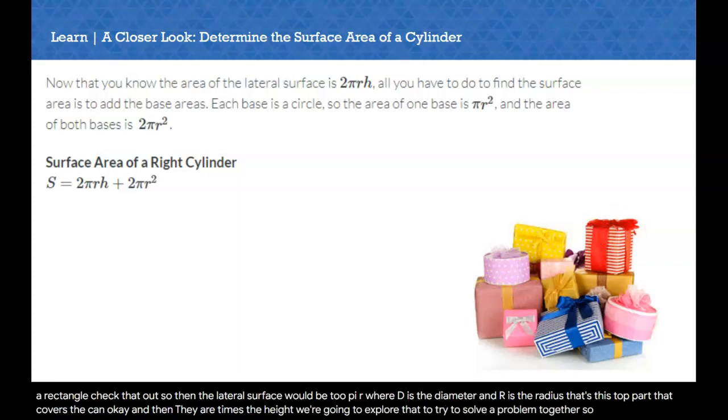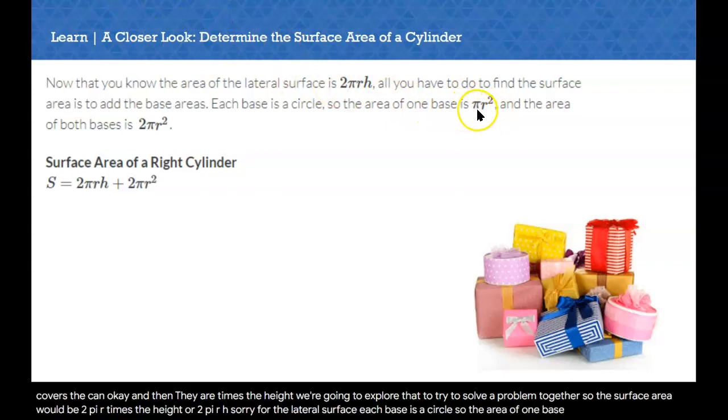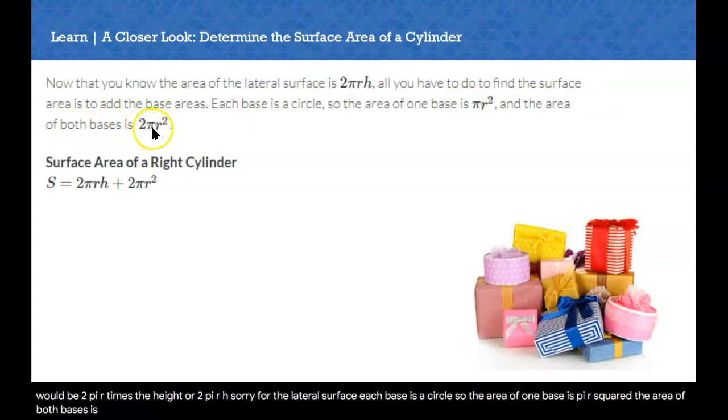So the surface area would be 2 pi r times the height, or 2 pi r h, sorry, for the lateral surface. Each base is a circle, so the area of one base is pi r squared. The area of both bases is 2 pi r squared. So the surface area, as if it was completely wrapped, would be 2 pi r h plus 2 pi r squared.